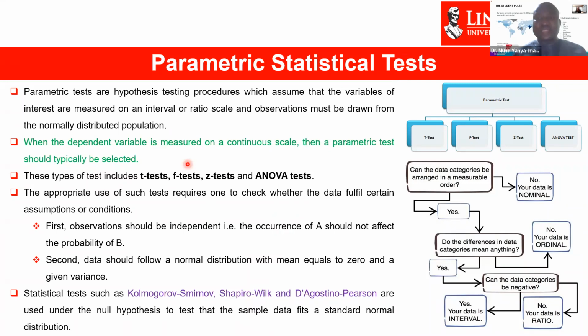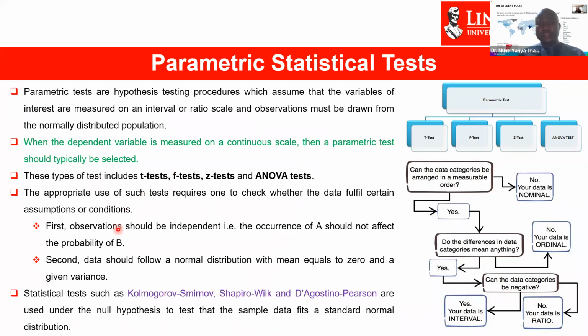We have many tests under this parametric statistical test. One of them is the T-test. We have the F-test, we have the Z-test, and we have the ANOVA test. Depending on which one you want to choose, as long as your variable fulfills this statement, then you can use any of these. Of course, there are some conditions that also need to be fulfilled, which we will see shortly: when to use T-test, when to use F-test, when to use ANOVA test. The appropriate use of such tests requires one to check whether the data fulfill certain assumptions.